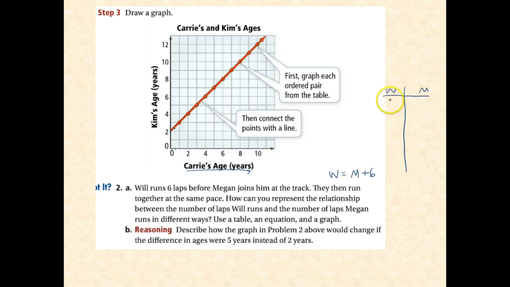When Will has run 6 laps, Megan has run 0. When Will has run 7 laps, she will have done 1. When Will has run 8 laps, Megan will have done 2. 9, 3, 10, 4. Over and out. Okay, so I got a table, I got an equation, how about a graph? If I say, here's Will's laps, and over here is Megan's laps.